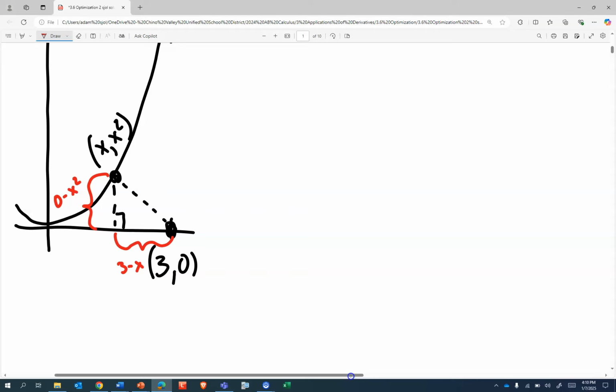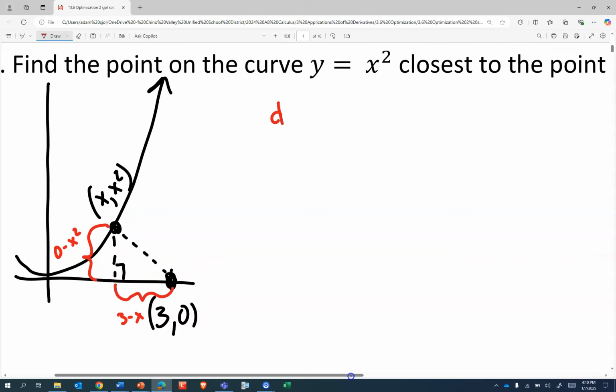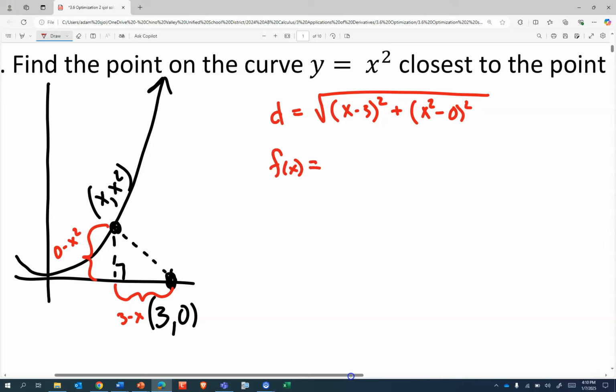I don't really like those. I think I'm going to switch them around. Anyways, the distance is the square root of, instead of 3 minus x, x minus 3 squared plus x squared minus 0 squared. Now, just because of the way square roots work, instead of minimizing that distance, I can actually just minimize basically the same expression without the square root, and we're going to find the same critical value, but it wouldn't necessarily have the same output.